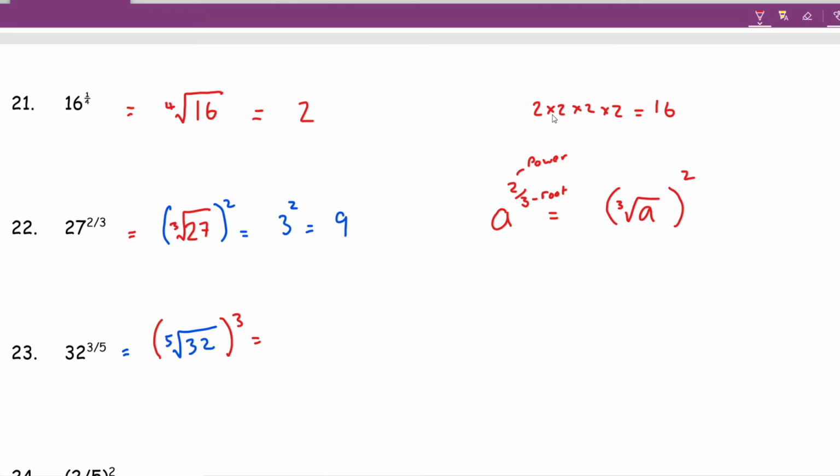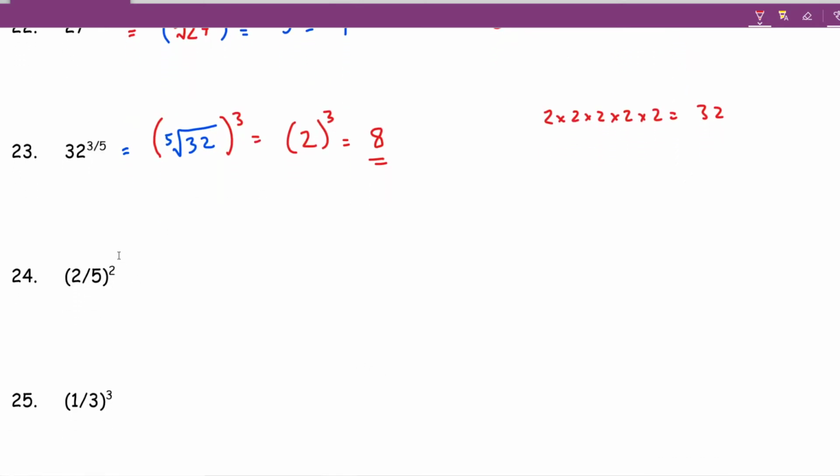Now remember that 2 times 2 times 2 times 2 is 16, and if I times it by 2 again, so 1, 2, that's 4, 8, 16, 32. So the fifth root of that, 1, 2, 3, 4, 5, is 2. So that's going to be 2, and then that's going to be cubed. And we know that 2 cubed, 2 times 2 is 4, times 2 is 8. Okay.